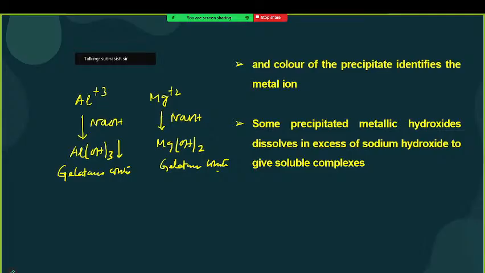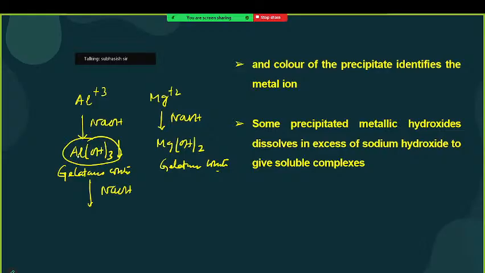So aluminium and magnesium are both colorless salts, and both of them react with sodium hydroxide, producing aluminium hydroxide and magnesium hydroxide. So without knowing anything, how should you confirm that your sample contains aluminium or magnesium? Next, what you have to do? Next, this precipitate is again reacted with excess amount of sodium hydroxide.